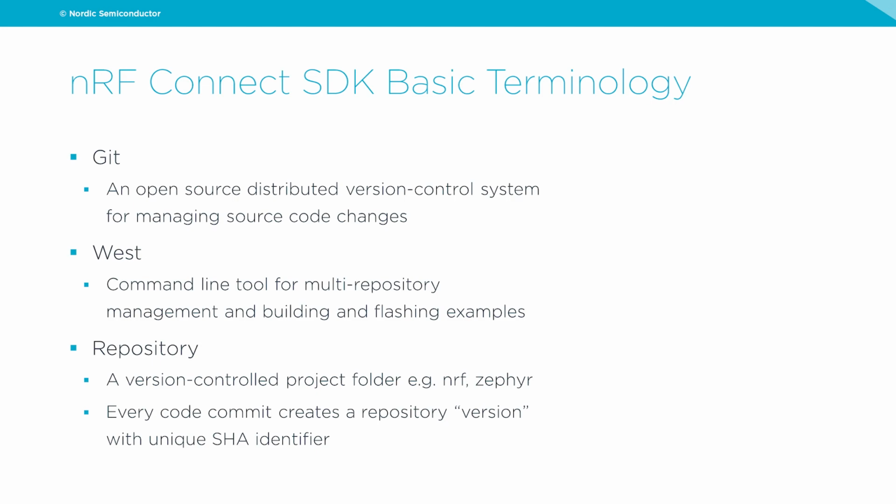West is a Zephyr specific tool, and it's a command line tool for multi-repository management and also building and flashing examples. So with Git, you can choose which tag you want to check out, and then you can use West to then basically update all of the other repositories to use the correct commit for that tag. Repository is essentially a version controlled project folder, for example, nRF or Zephyr. And every code commit creates a repository version with a unique secure hash algorithm identifier.